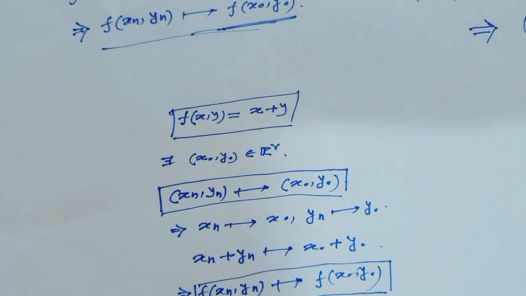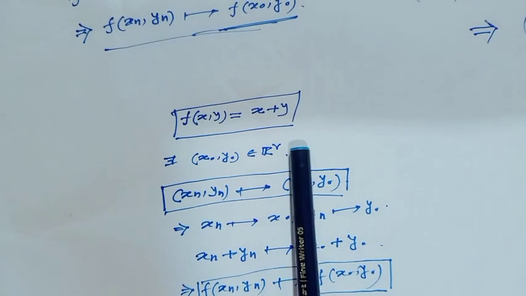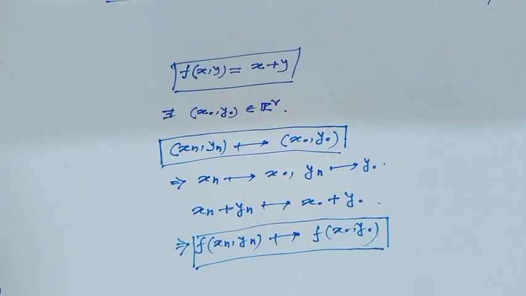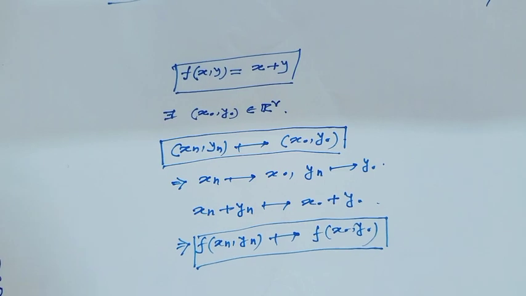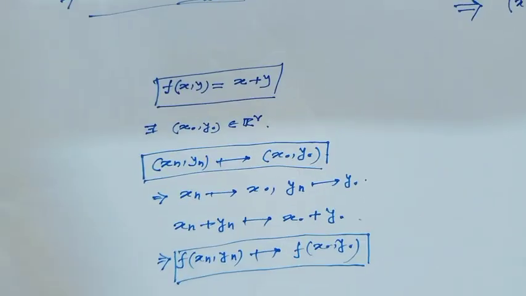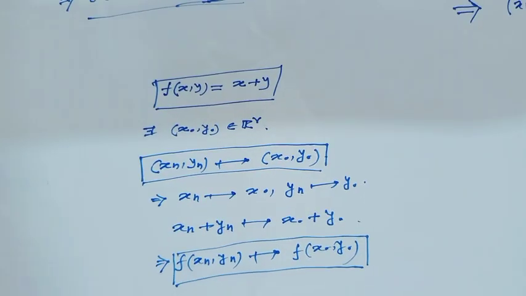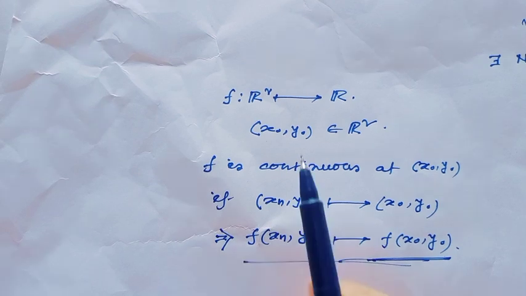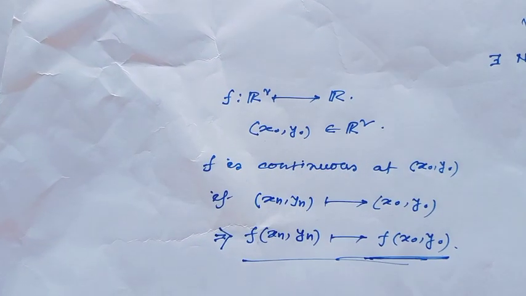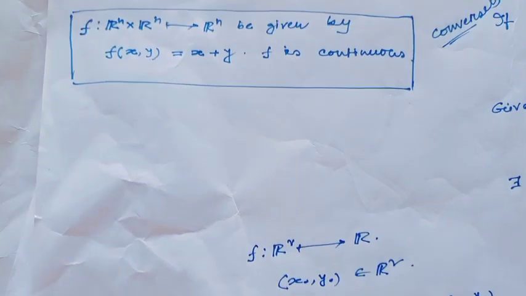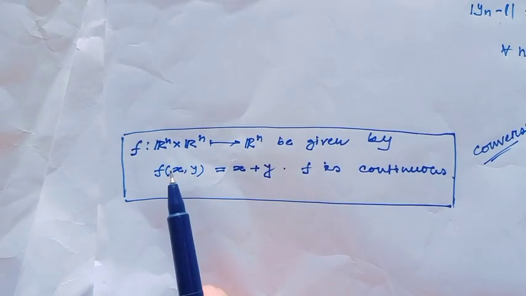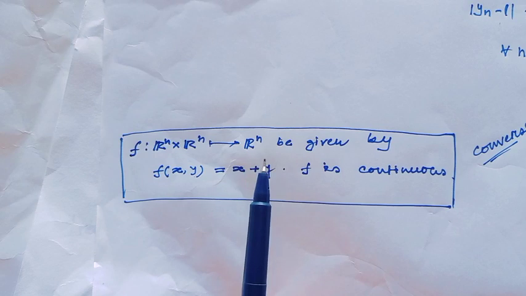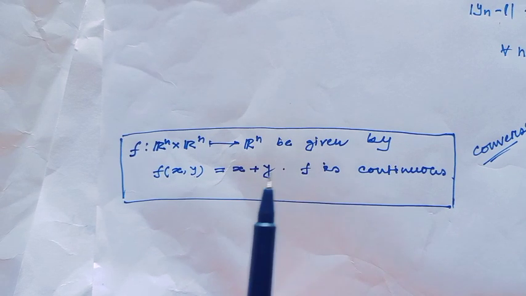You can also prove this example by the epsilon-delta definition of continuity. We will prove all questions by the sequential criterion. So I have proved this question by sequences, and for short calculation here I have considered R2 to R. We can write this, for higher dimension, as f from Rn cross Rn to Rn given by f of (x, y) equal to x plus y.